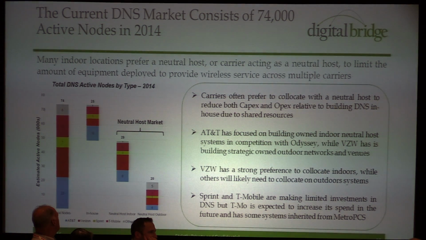So this is the business we're in. We're distributing bandwidth. And the current DNS market today is there's about 74,000 active nodes in the US. So before we commissioned some smart people to do this report, we always thought the number was around 55,000. So this number is about 20,000 nodes wide of where we thought the market was.